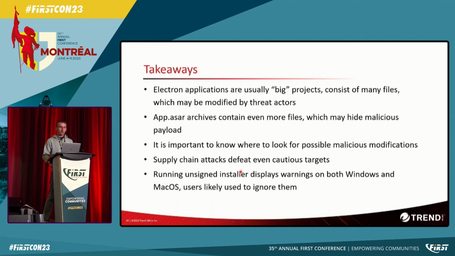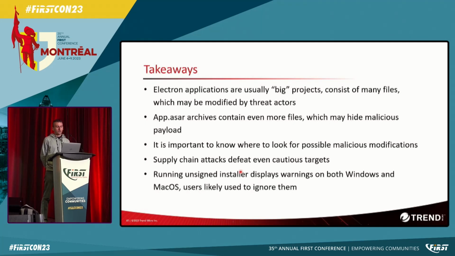So now we are coming to the conclusion. The Electron applications are usually very big projects. They contain many files. Then there is this app.asar archive, which contains many more files packed into one file. So if you are a threat researcher, it's always a good idea to check the JavaScript files inside the archive for any modifications or any obfuscated code which might be suspicious. We have seen that these applications are quite popular, and they have been abused in some of these supply chain attacks, and these supply chain attacks are very successful.